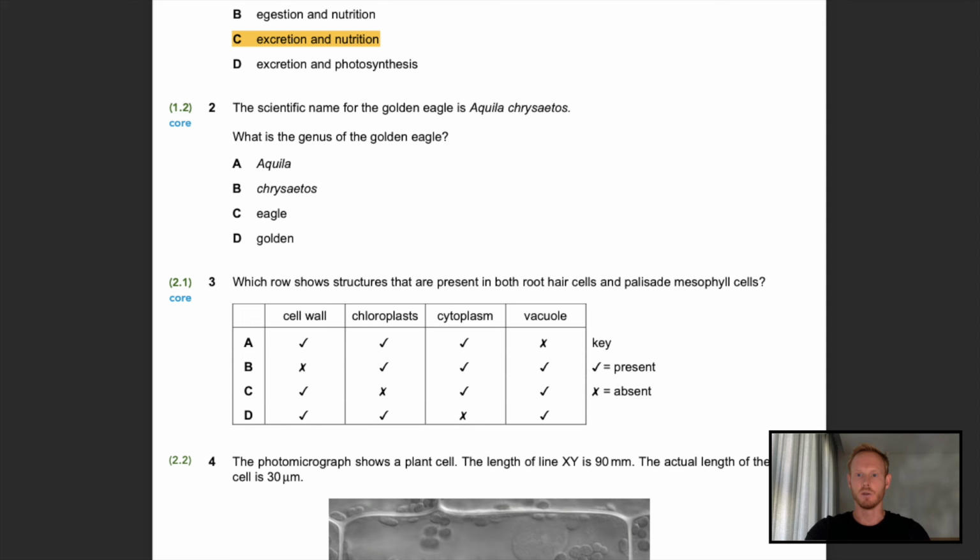Question number two. The scientific name for the golden eagle is Aquila chrysaetos. What is the genus of the golden eagle? So scientific names are made up of two parts, the genus and the species. The genus always comes first and has a capital letter, so the correct answer here is A.